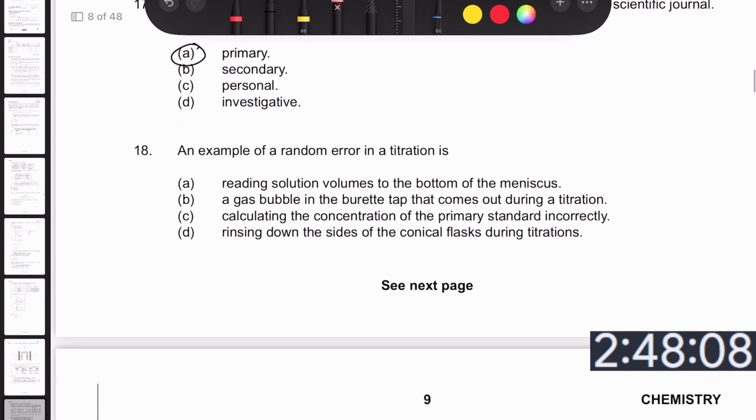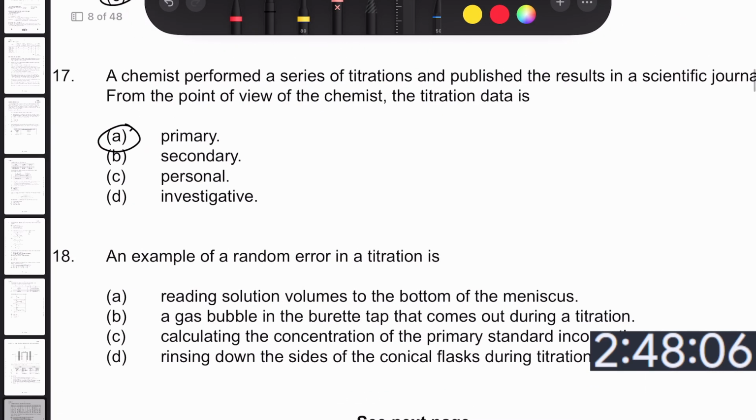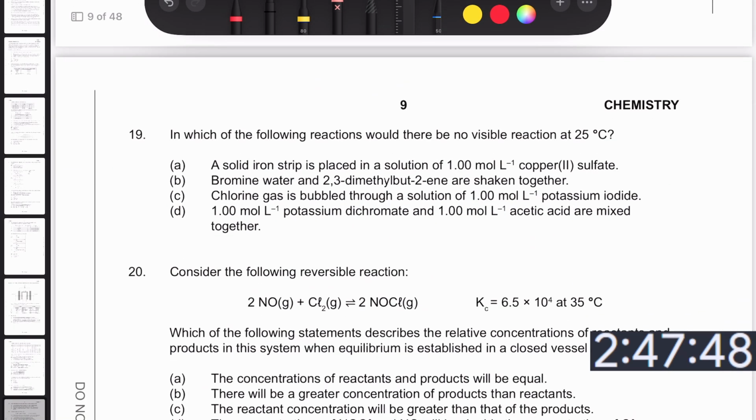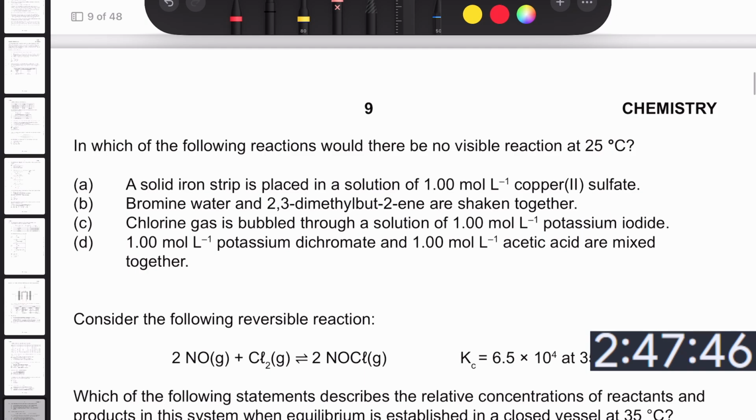An example of a random error in the titration is the gas bubble in the burette tap that comes out during a titration. Maybe B. That's systematic. And that's not.